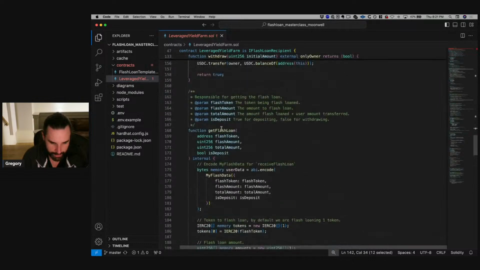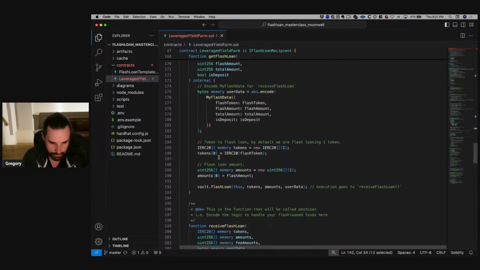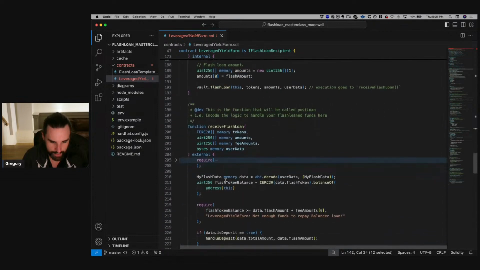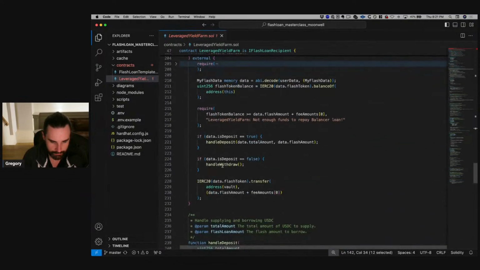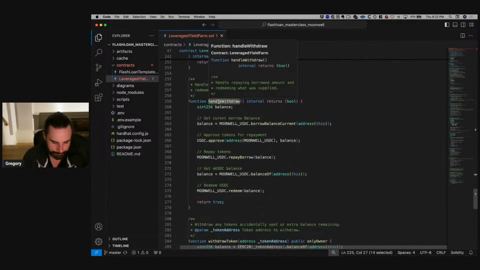We do get flash loan. All right. Same thing, but is deposit. So we do that. We receive flash loan. Is deposit is false. So we handle withdraw.